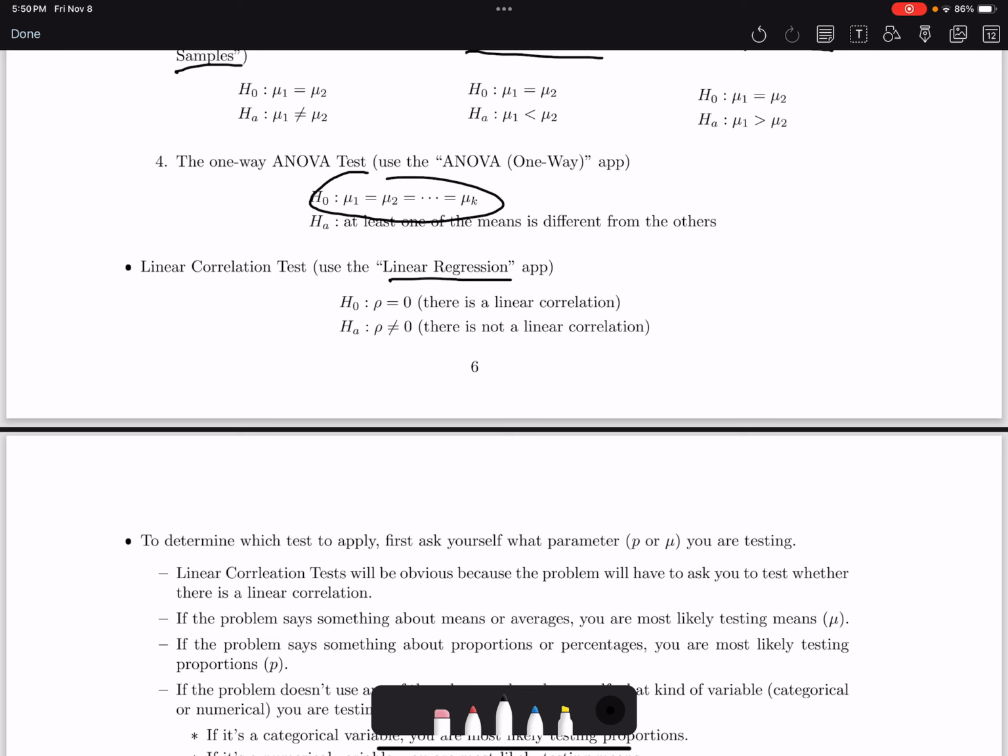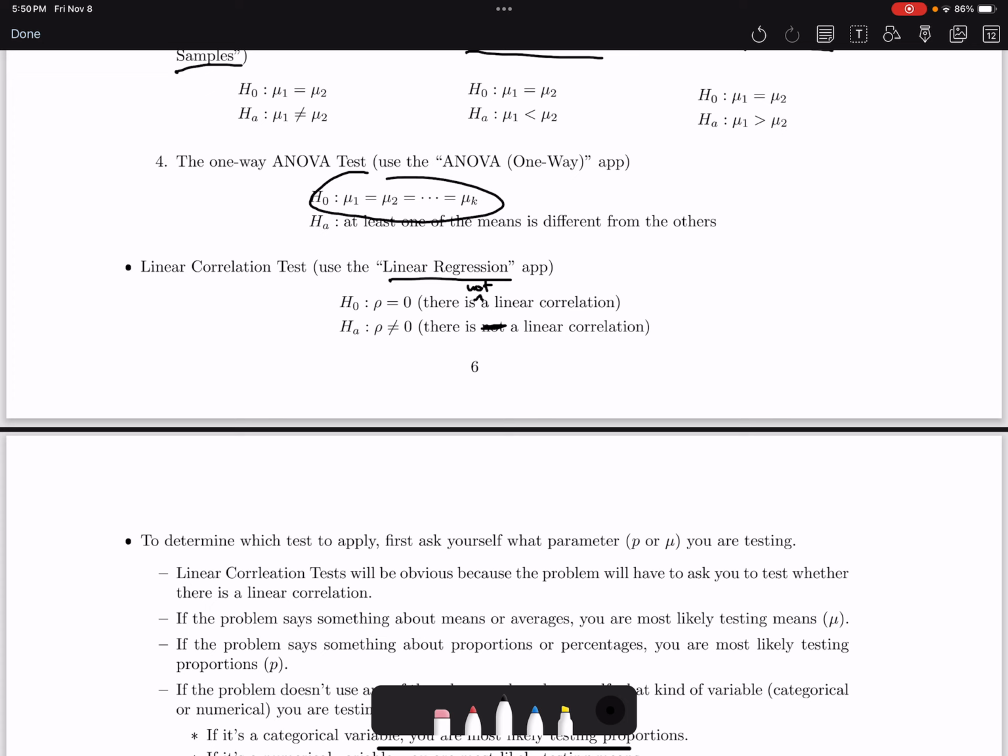I got these backwards. I'll fix this, so yours should be correct. But the null hypothesis is that there is not a linear correlation. And the alternative hypothesis is that there is a linear correlation, right? So the null hypothesis is that rho equals 0. The alternative is that rho does not equal 0. You could run a linear correlation test left-tailed or right-tailed, but the app that we use doesn't give us that option, so we're going to run it two-tailed every time.